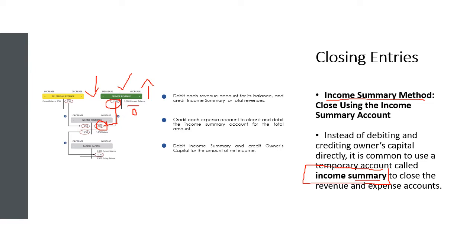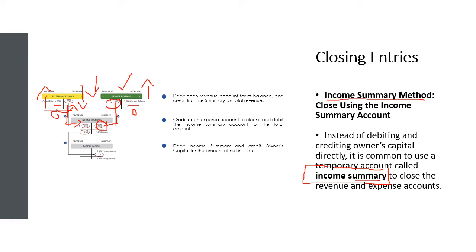Let's take a look at our expenses. With our expenses, we increase on the debit and decrease on the credit. We currently have a debit balance of $250. So if we want to bring that balance down to zero, we're going to transfer that balance over to the credit side, which will then give us a zero balance. So if we have a credit, we know we need a debit, so we're going to transfer that balance over to our income summary on the debit side.